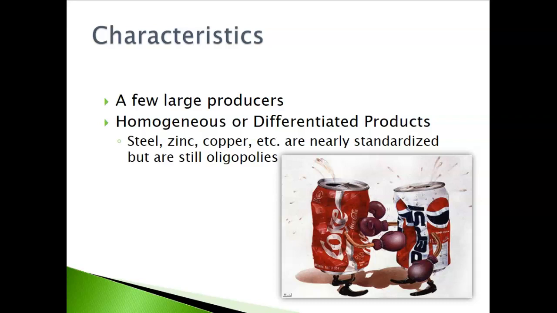And as you can see, the products can be standardized or they can be differentiated. And so there's actually a lot of different variants within this. And so what we'll find out is people talk about oligopolies in different ways because there is no one set definition to them. It is pretty fluid for these things.